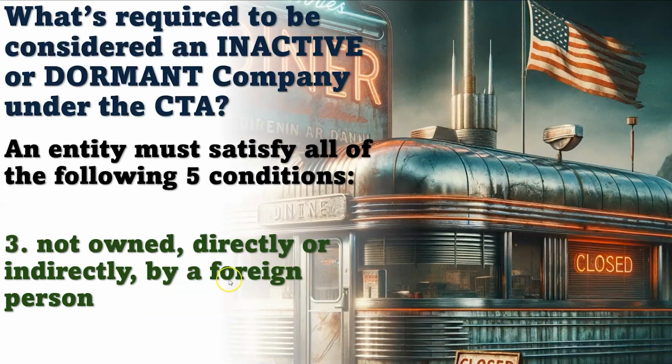The third condition is that the company must not be owned directly or indirectly by a foreign person. So this condition takes out every company formed here that has a foreign owner. It is not considered a dormant or inactive company, even if your company is not doing anything. Even if you've just formed a company, there's no operation, no income, no expenses.